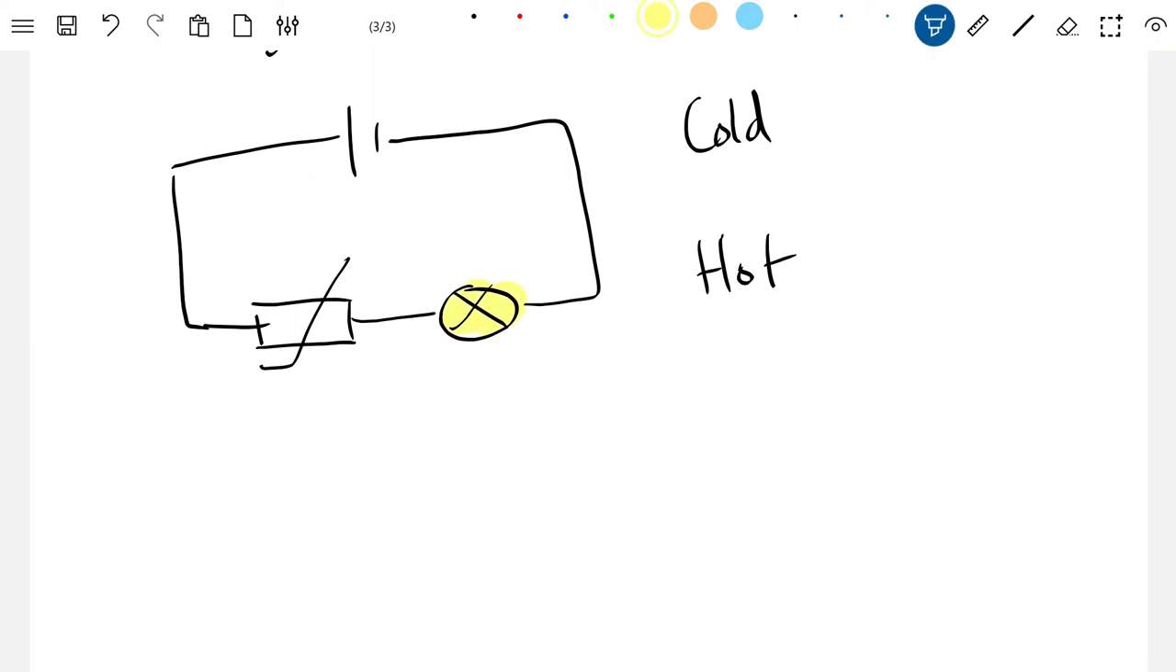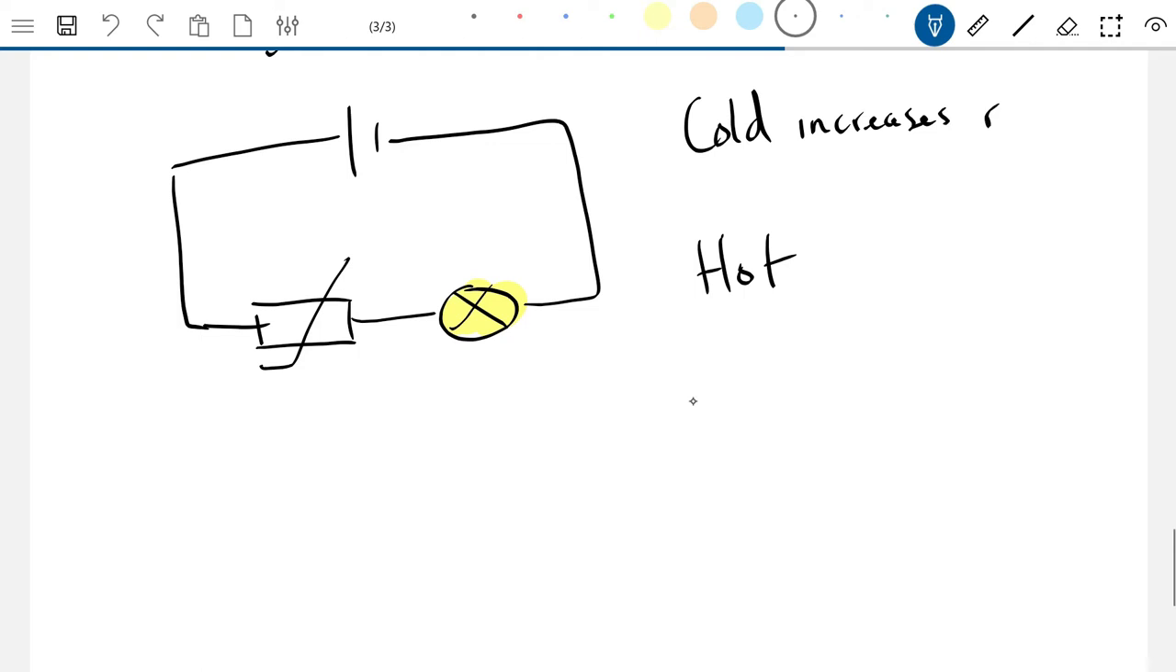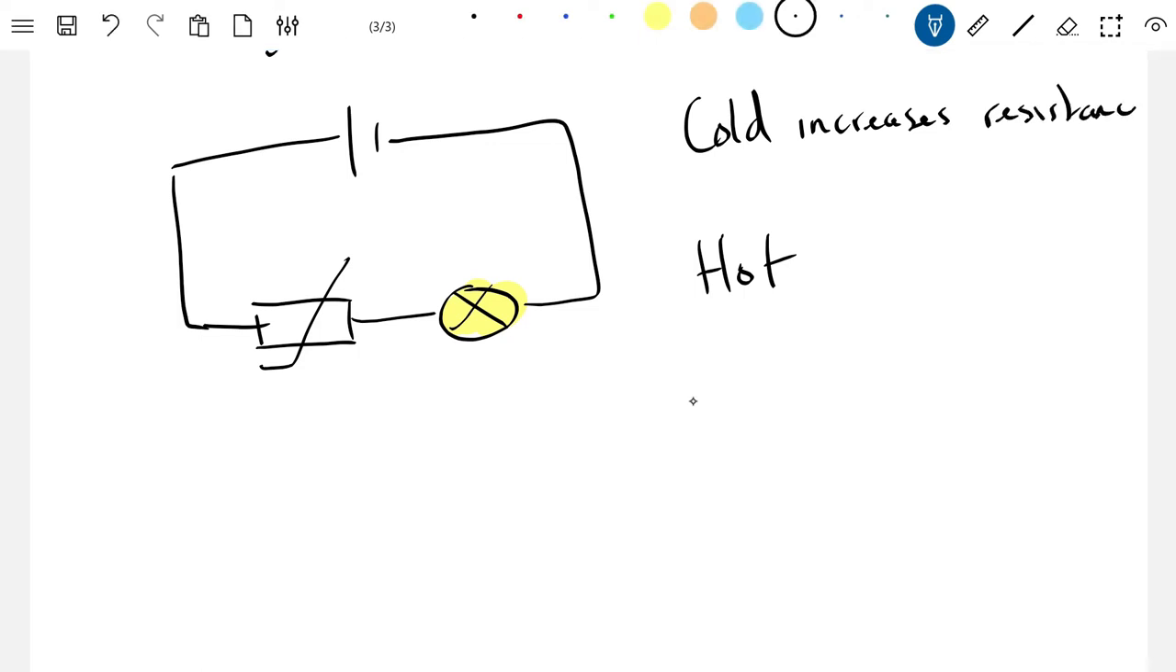So let's imagine when it's cold. Now, we already know that heat decreases resistance, so cold increases resistance. And it's a bit of logic. Cold increases the resistance. Now, if the resistance of this one increases, then that means there's less current in the circuit. And if there's less current in the circuit, then that means there's a dimmer bulb.